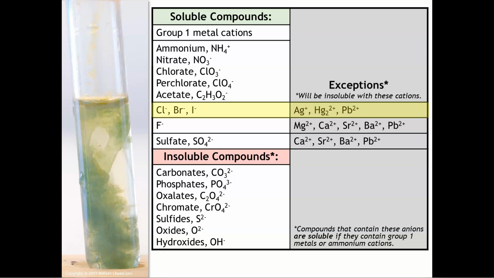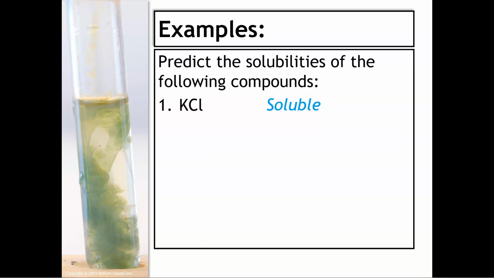So hopefully you can see that KCl includes the ion chloride. Notice that chloride is on the left underneath where it says soluble compounds. What this is telling us is that all chlorides will be soluble with the exception of the three listed on the right. So for example, if it wasn't potassium chloride, and it was silver chloride, or mercury(I) chloride, or lead(II) chloride, those would be insoluble. However, it's potassium chloride, so therefore that would be a soluble compound. So all we would do is write soluble.